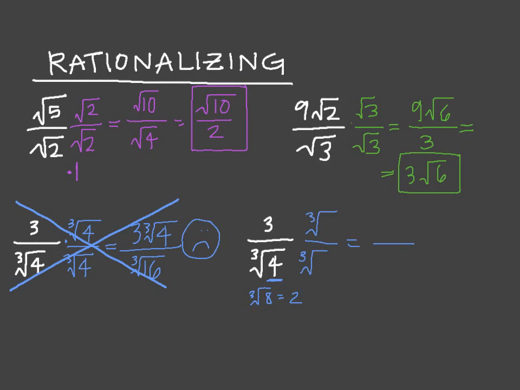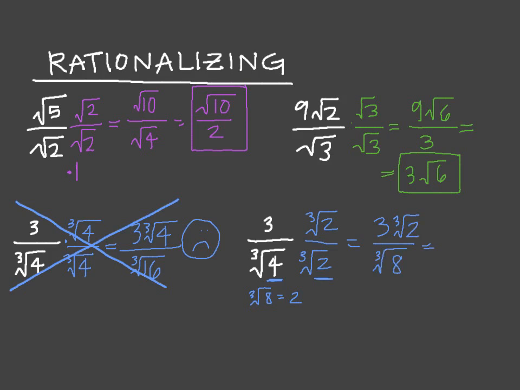All right, so you basically need to say, I want to get the cube root of 8 on the bottom. What do I need to multiply 4 by to get 8? Hopefully you're thinking to yourself, 2. Okay, so I need to multiply the top and the bottom by the same number. So I get 3 cube root 2 on top, and on bottom I get cube root of 4 times 2, which is 8.